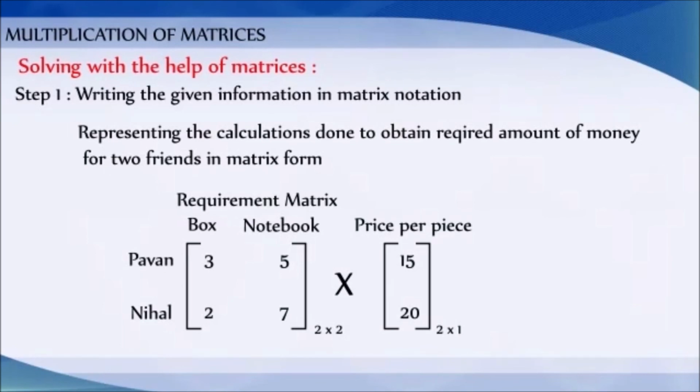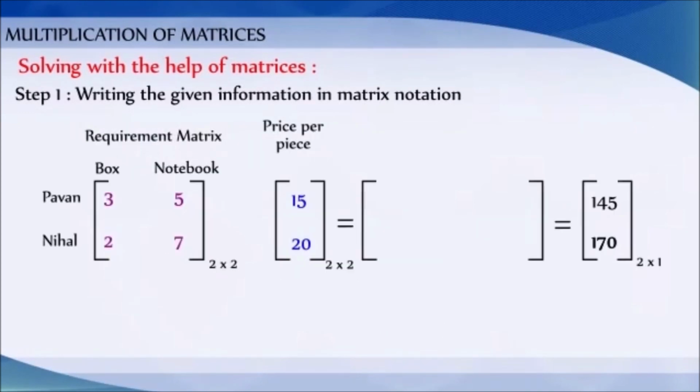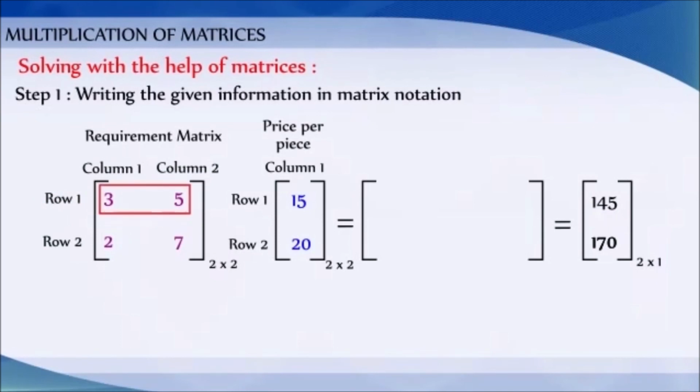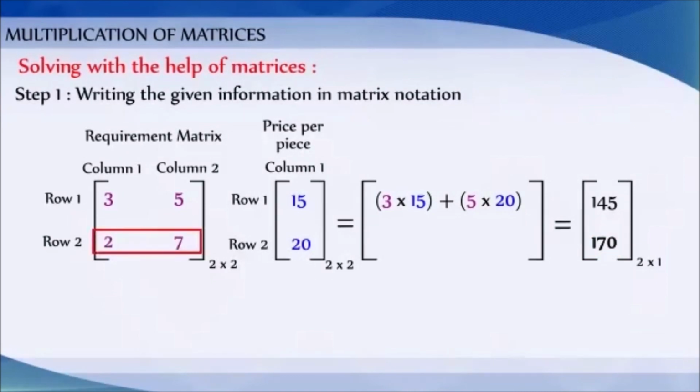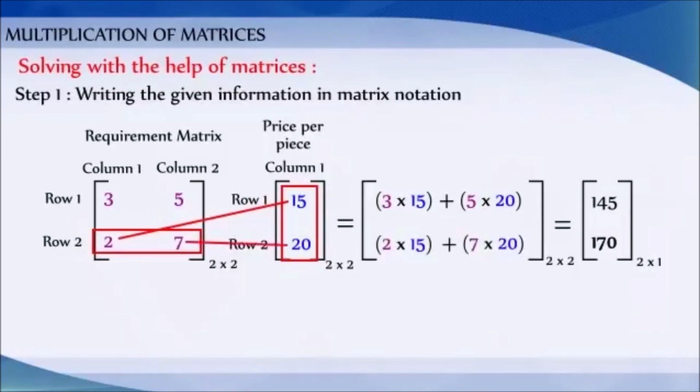Now, let us define matrix multiplication with the help of this example. The money required by Pawan, that is 145 rupees, to buy 3 pencils and 5 notebooks is got by multiplying and adding the first row of the requirement matrix with the first column of the price per piece matrix. Similarly, the money required by Nihal is obtained by multiplying and adding the second row of the requirement matrix with the first column of the price per piece matrix. Formally, we define multiplication of matrices as follows.